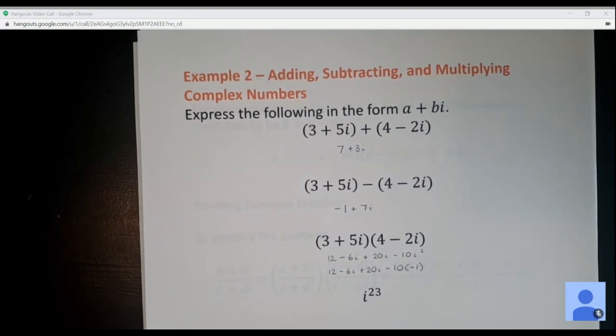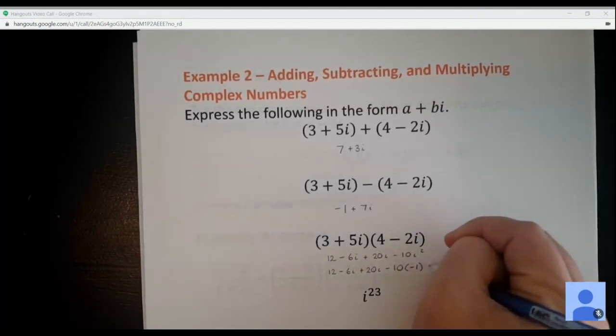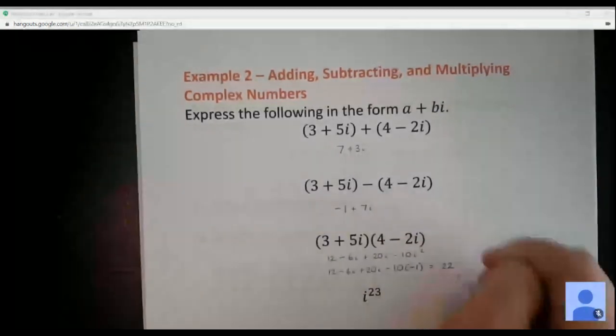Now we can go through and combine like terms. So if we look at this, our real parts are now the 12 and then this negative 10 times negative 1. Well, if we combine that, what should we end up with? Good. It's going to be 22 total, right? Because this becomes positive 10 and we're adding that to the 12. So our real part now becomes 22.